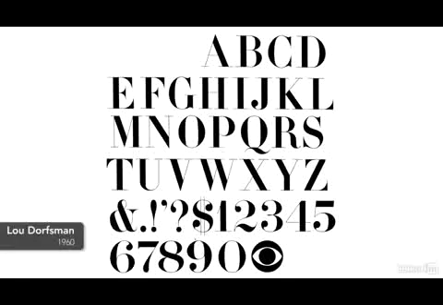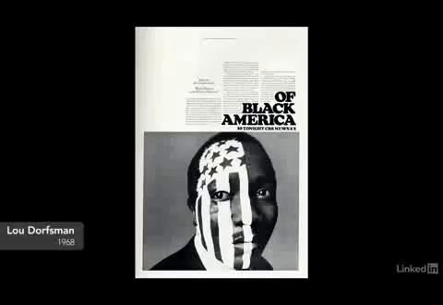After Golden died in 1959, Lou Dorfsman took over as creative director. He evolved the identity with a singular typeface, CBS Didot, and a black and white palette. Dorfsman proved that a strong identity system could be varied and exciting across a wide range of materials.